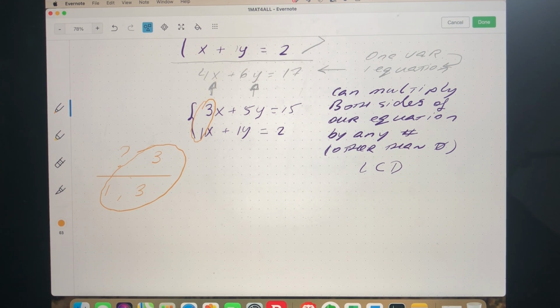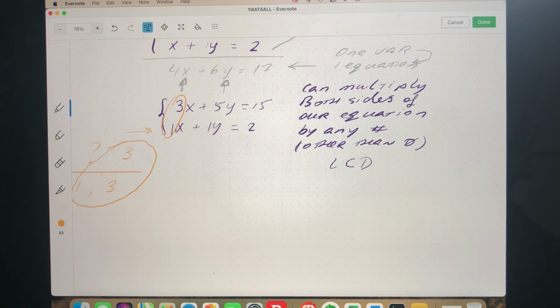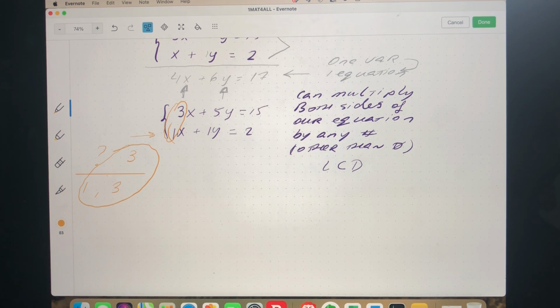I already have plus 3 in the first equation, all I need is minus 3 on the second, and since I can multiply both sides by any number I wish, other than 0, I will multiply both sides of the second equation by negative 3. So here comes the first equation. We copy it over because nothing happened here. And the second equation, each number gets multiplied by negative 3. So negative 3 times 1 is negative 3x. Negative 3 times 1 is negative 3y. And negative 3 times 2 is negative 6.